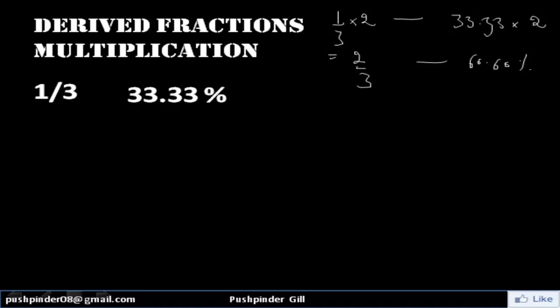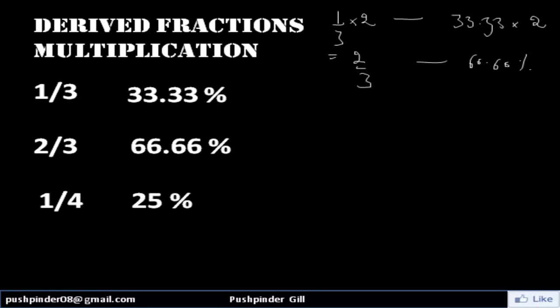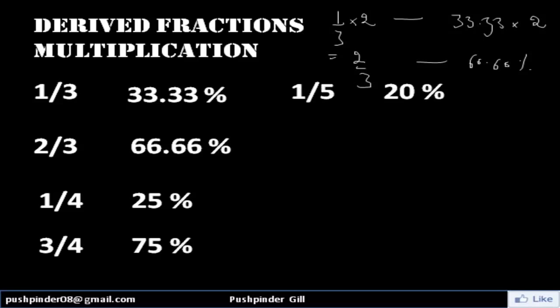Now let's do some derived fractions using this multiplication method. So 1 by 3 is 33.33. So 2 by 3 will be 66.66. 1 by 4 is 25%. So 2 by 4 would be 50%. 3 by 4 would be 75%. So 1 by 5 is 20%. 2 by 5 is 40%, 3 by 5 is 60%, 4 by 5 is 80%.